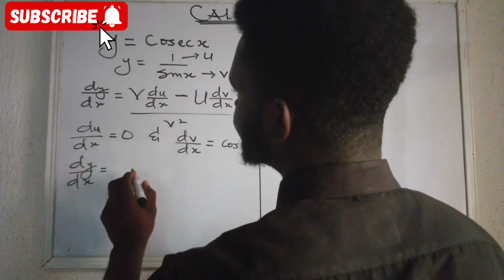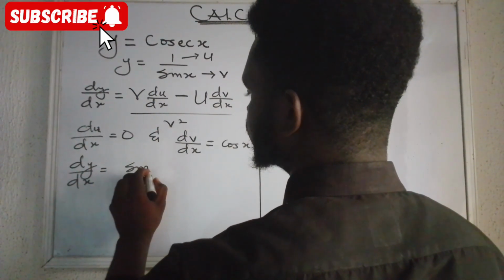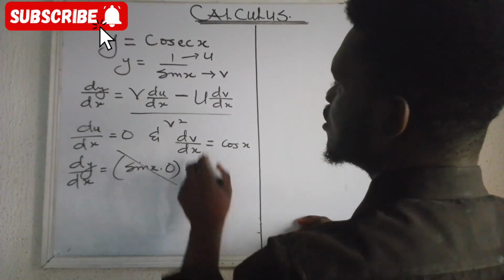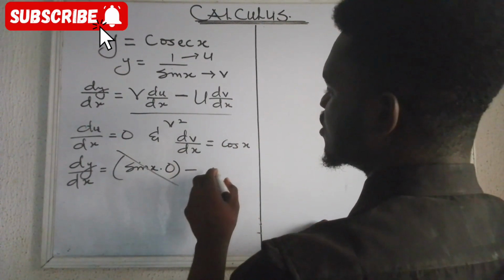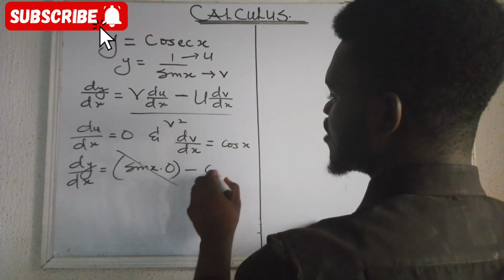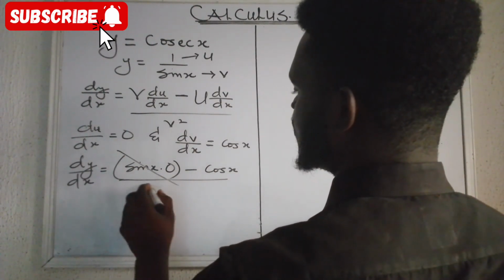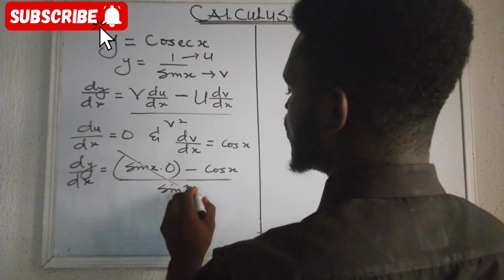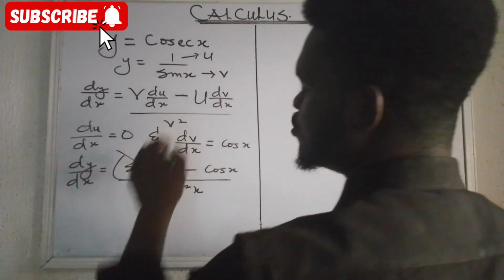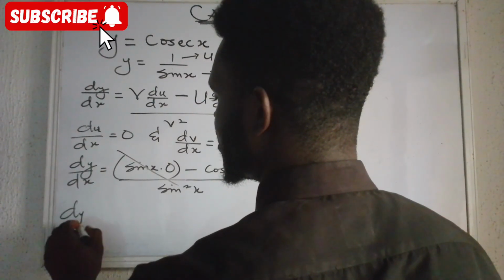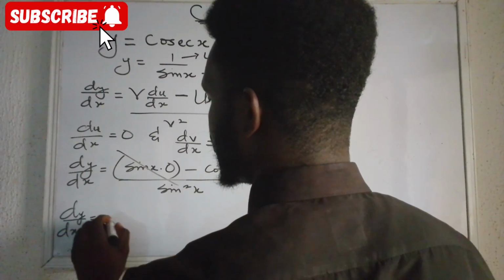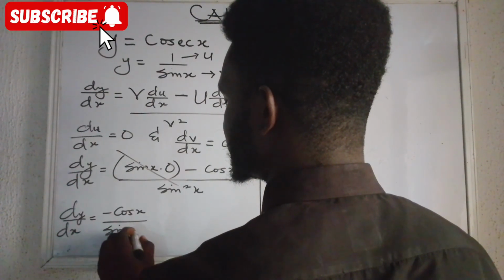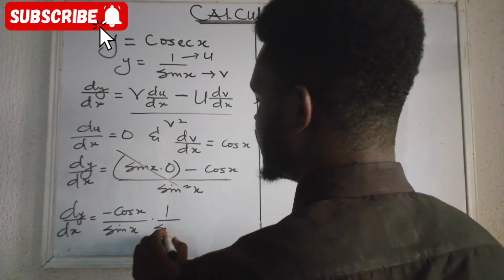So what is v? v was sine x, multiplied with 0, so this eliminates. Then subtracting from it u multiplied with dv/dx. u was 1, so multiplied with dv/dx, we have cos x, all divided by v squared, that is sine squared x, because sine x is v. So from here, dy/dx will be equal to negative cos x all divided by sine x, multiplied with 1 all divided by sine x.